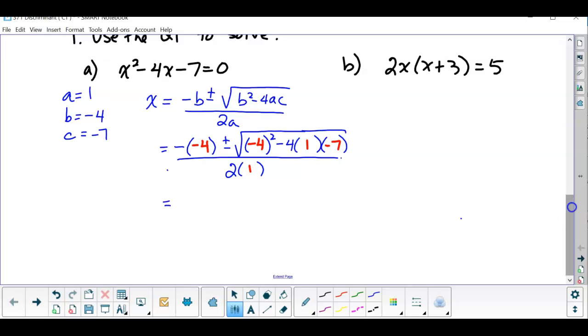So the opposite of a negative is a positive. If you want to do that all in one step, you can, all right? Or you can take two steps. So that's going to be, what, 34, 44.